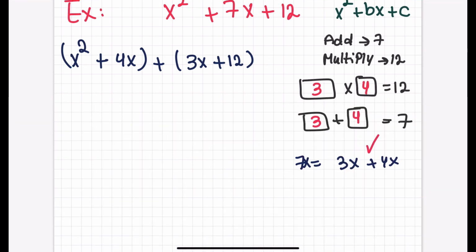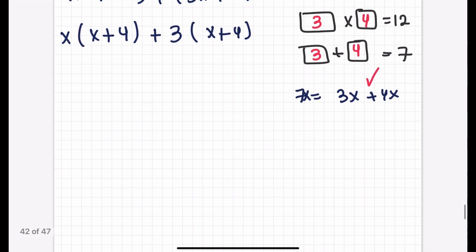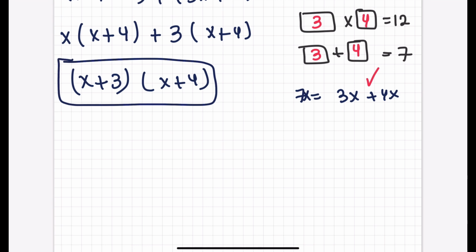So what I can factor from the first bracket is x. So I'm gonna write down x bracket x plus 4, plus what I can factor from the second bracket is the number 3. So it's gonna be x plus 4. As I mentioned, both of these two are the same. That means our solution so far is correct. So I'm just gonna write down x plus 3 and then x plus 4. This is our final answer for this example.